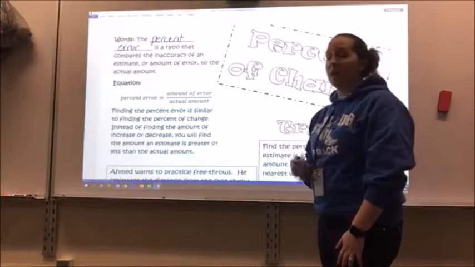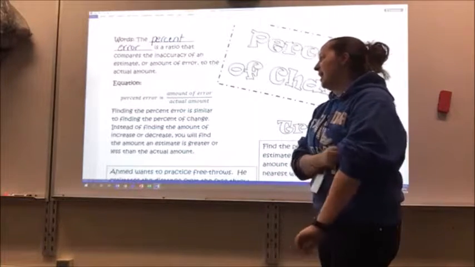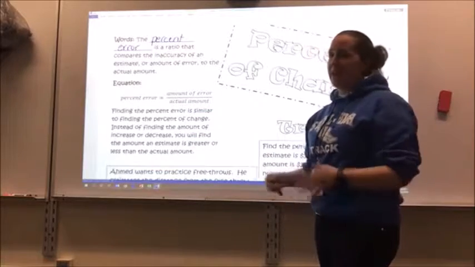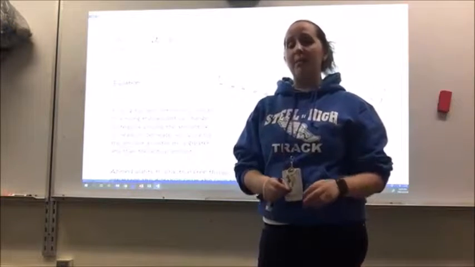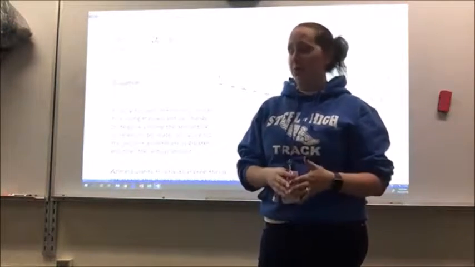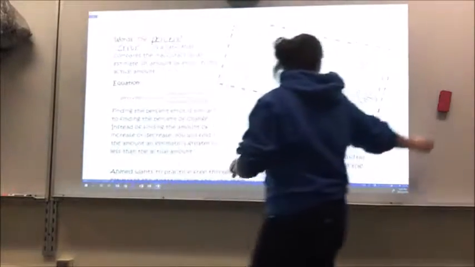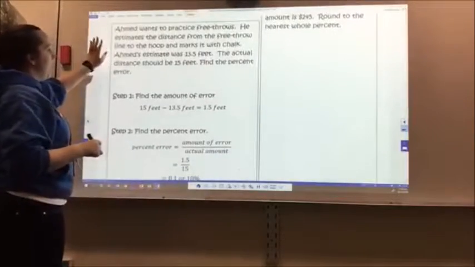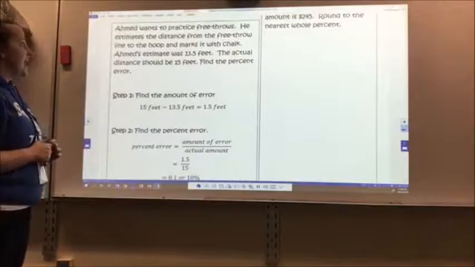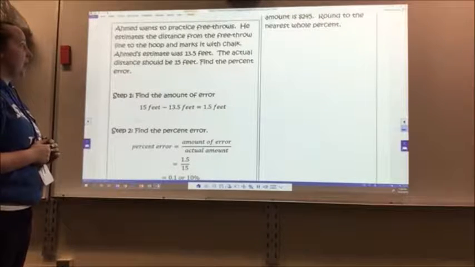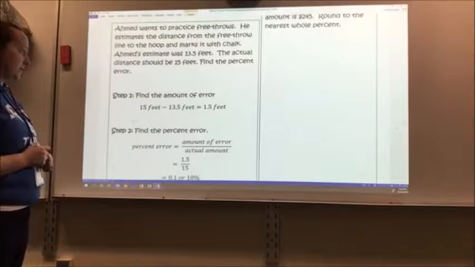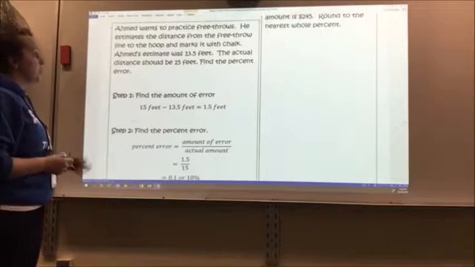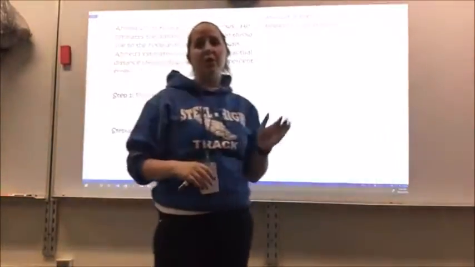So finding the percent error is similar to finding the percent of change. Instead of finding the amount of increase or decrease, you will find the amount an estimate is greater or less than the actual amount. Again, same process. You subtract the numbers, then you divide by the original amount. Okay, so let's take a look at an example. Ahmed wants to practice free throws. He estimates the distance from the free throw line to the hoop and marks it with chalk. Ahmed's estimate was 13.5 feet. The actual distance should be 15 feet. Find the percent error.